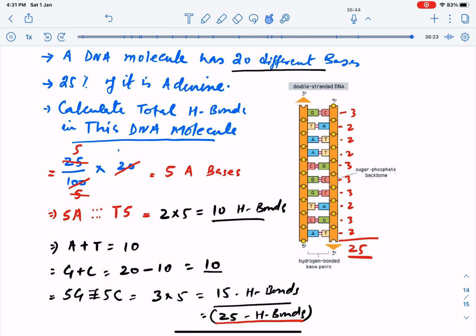As it is a very small molecule, you can easily count the number of hydrogen bonds that are shown in this diagram. But if a DNA molecule has not been drawn and it is a very long DNA molecule, then you would have to use this method to calculate the total number of hydrogen bonds, minimum number of hydrogen bonds, or the maximum number of hydrogen bonds.